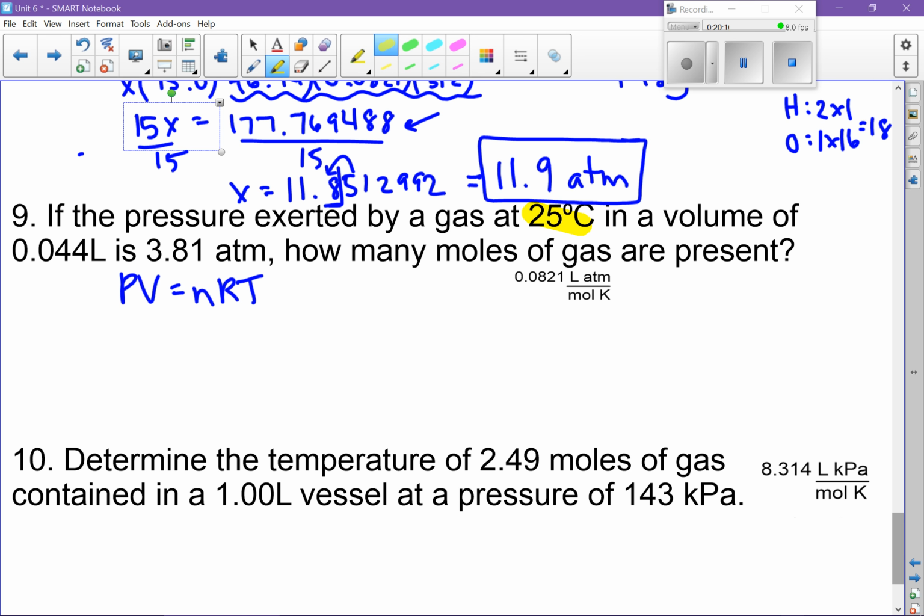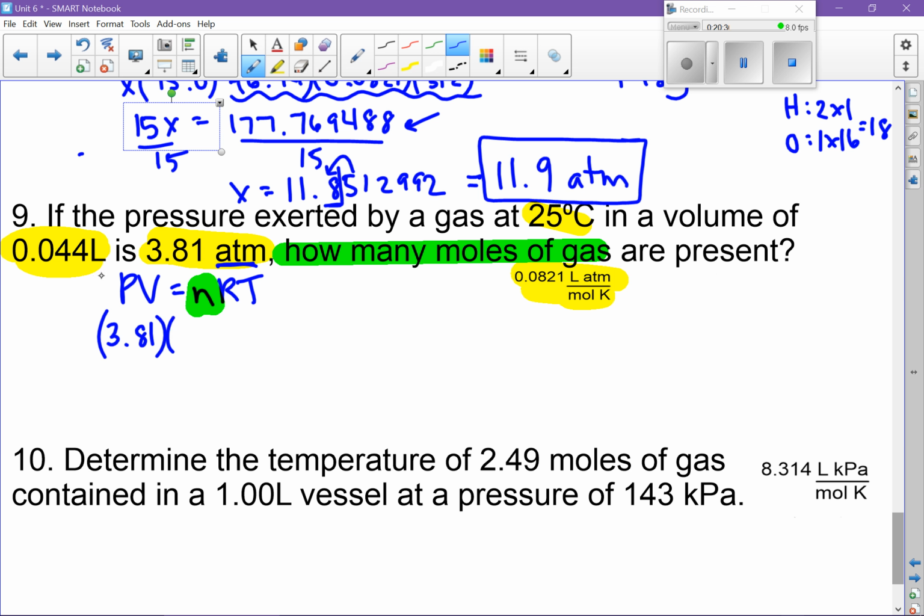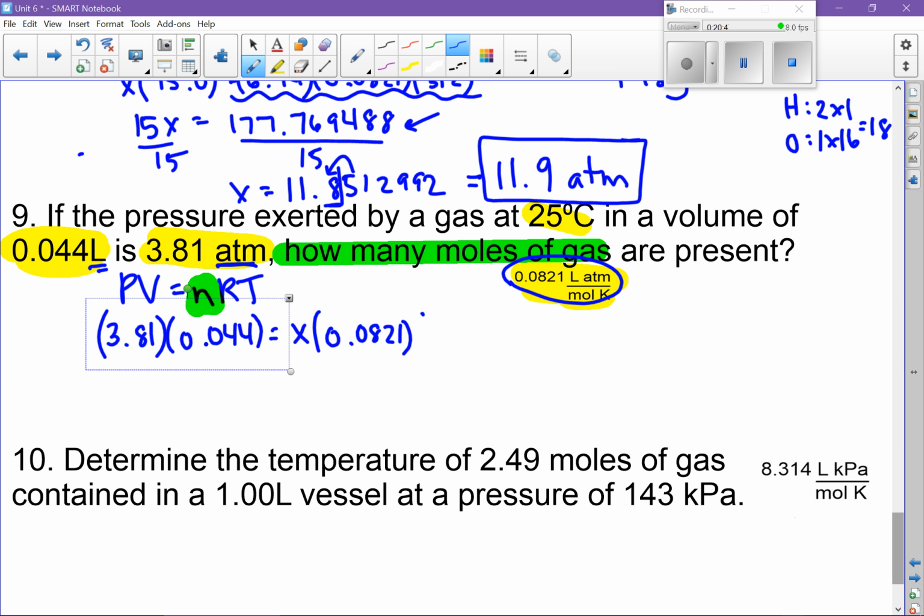Let's find some numbers. There's one. There's one. There's one. R right here. The question said, how many moles of the gas? So that means N is the piece that I don't know. Alright, so let's put in everything else. P is pressure, ATM. V for volume is liters. N is where I don't know, so I'm going to put an X. 0.0821 was the R value given to me. And then I have 25. Oh, but that's in Celsius, so I have to remember to add 273. Okay, now we're set to solve.